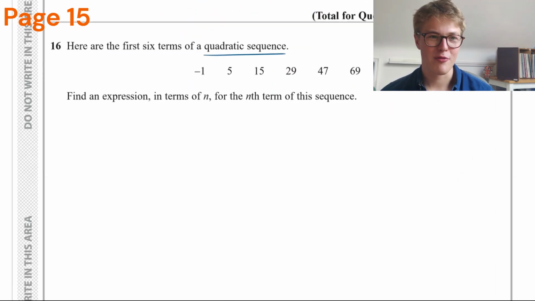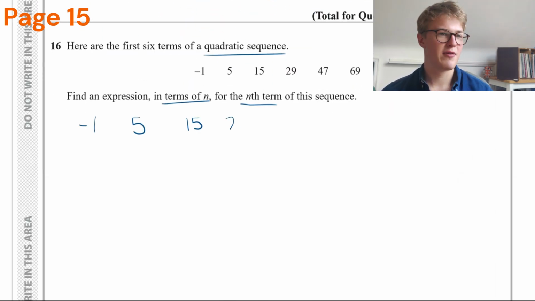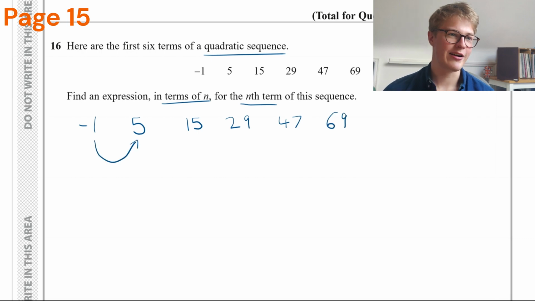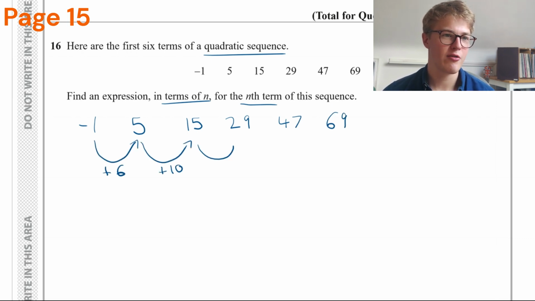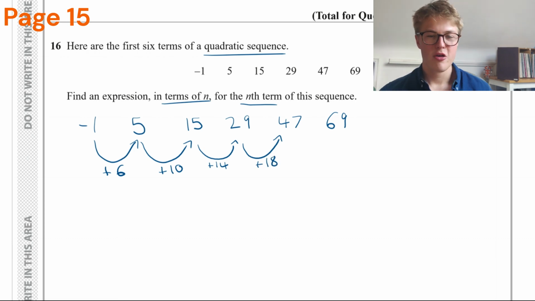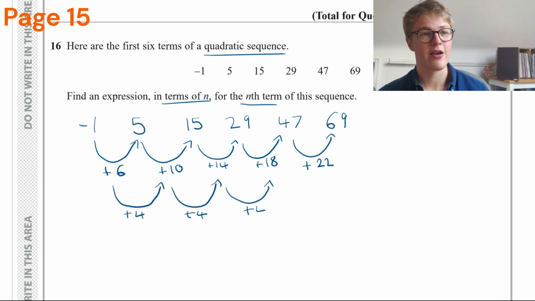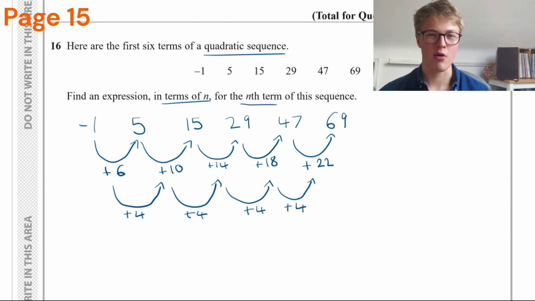Here are the first 6 terms of a quadratic sequence: -1, 5, 15, 29, 47 and 69. Find an expression in terms of n for the nth term of the sequence. So here it is key that you work out the difference of the terms. So that's how you get the plus 4, plus 4, plus 4, plus 4, and this gives you a mark, and that is essential in your answer.